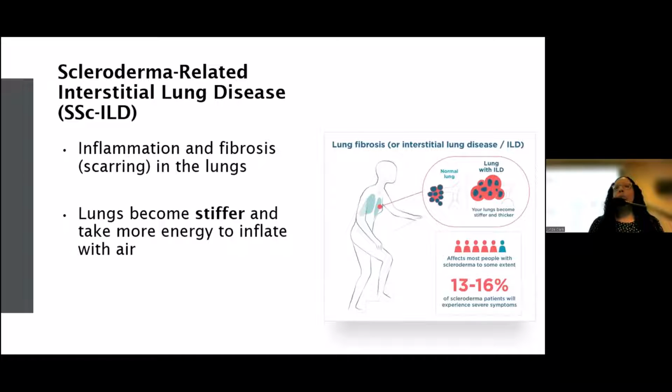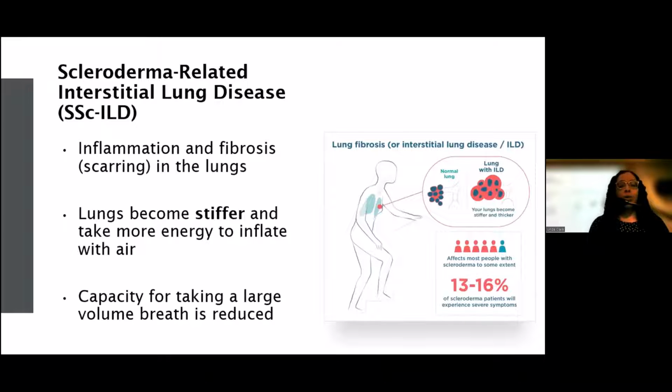So normally the lungs are very loose and elastic like a balloon. And when scar tissue happens in the lungs, it takes more energy to inflate, kind of like an old accordion that's been sitting in the attic for many years, right? It's not going to be as pliable, as supple. So our work of breathing increases. And our capacity for taking a large volume breath, stretching out the lungs, is reduced over time, and that can be measured with pulmonary function tests.